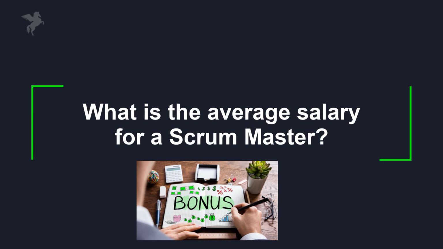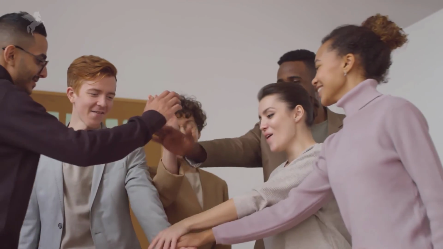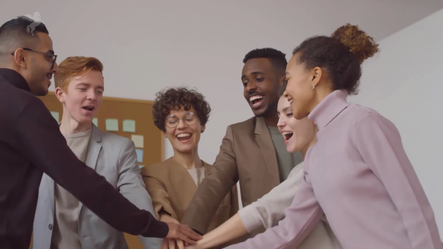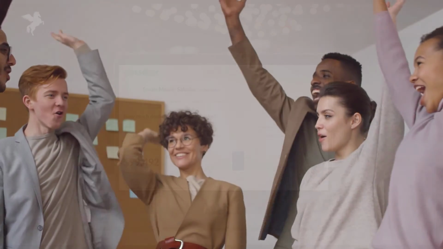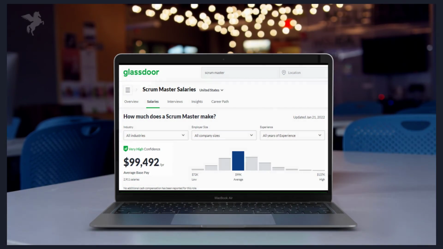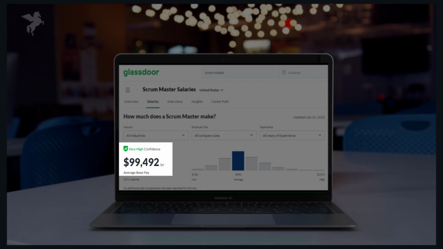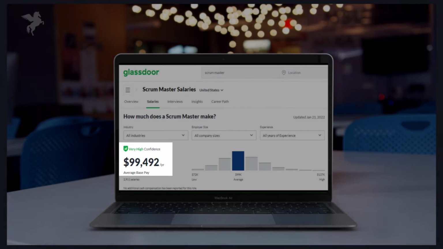As promised, since you stayed to the end of the video and now know what a Scrum Master does on a project serving the organization, development team, and product owner, what does a successful person in this position get paid? Well, according to Glassdoor, the average base salary for this position in the United States is currently about $100,000 per year.